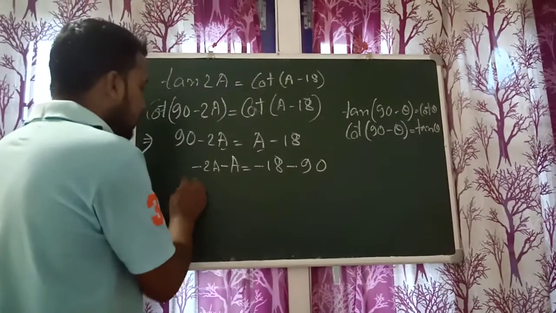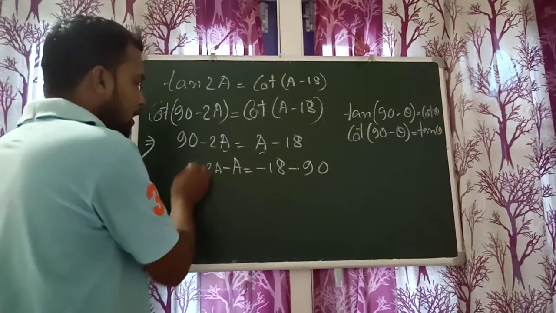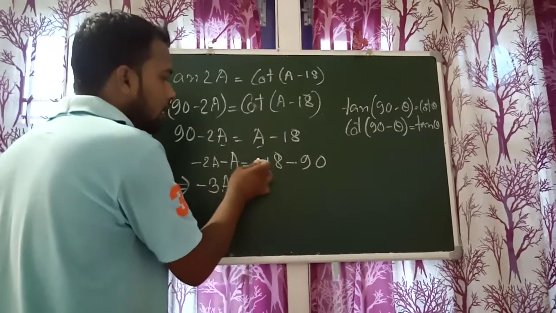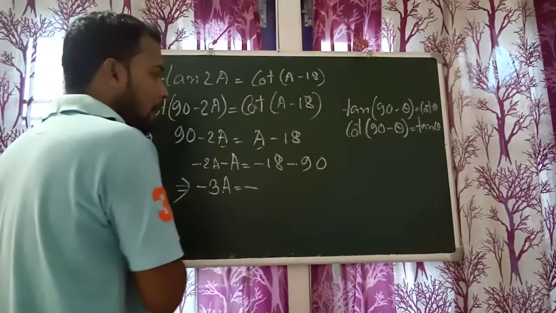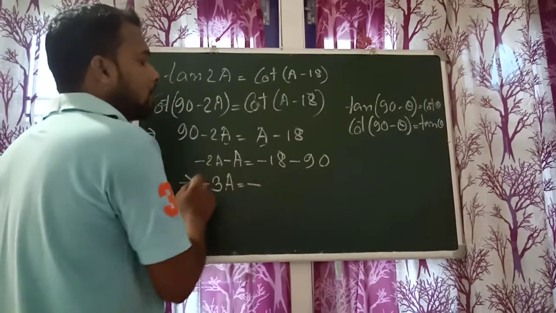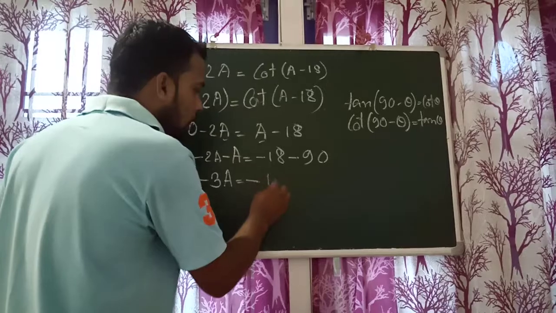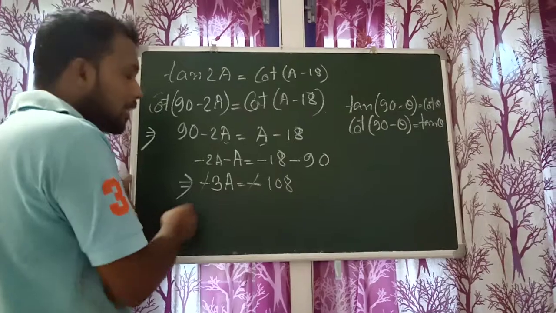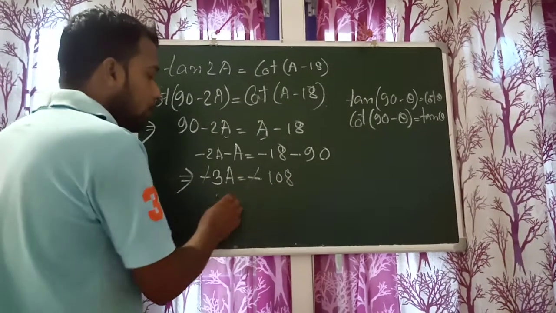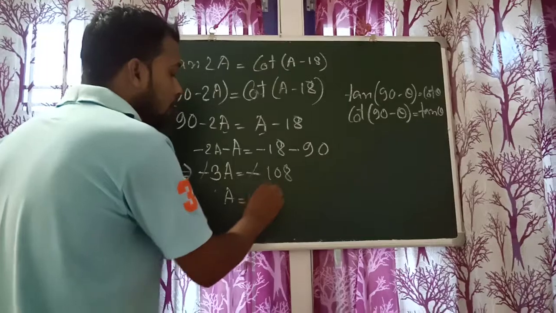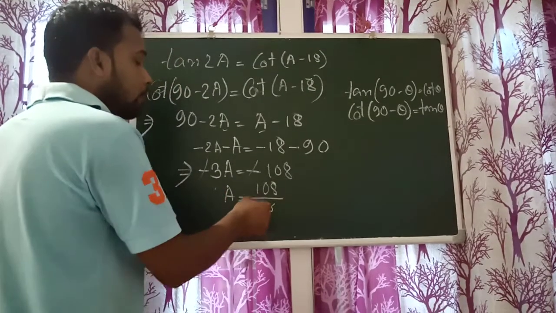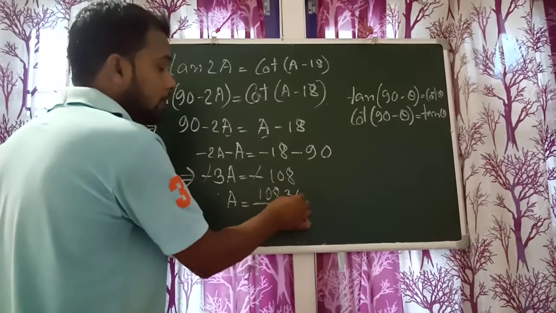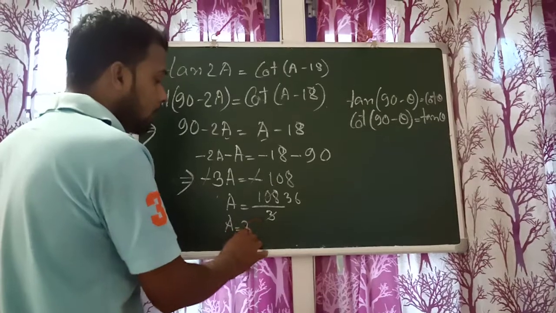Okay, it implies minus 2a and minus a, here 2a and here 1a, it will make 3a. Is equal, this one is also minus, this one is also minus, then it will become 90 and 90 plus 18 is equal to how much, 108. Then this side also minus, this side also minus, we can cut it, then 3a is equal to 108, then a is equal to 108 divided by 3. 3 3s are 9, 3 3s are 9, 1 is left, 18, 3 6s are 18, a is equal to how much, 36.